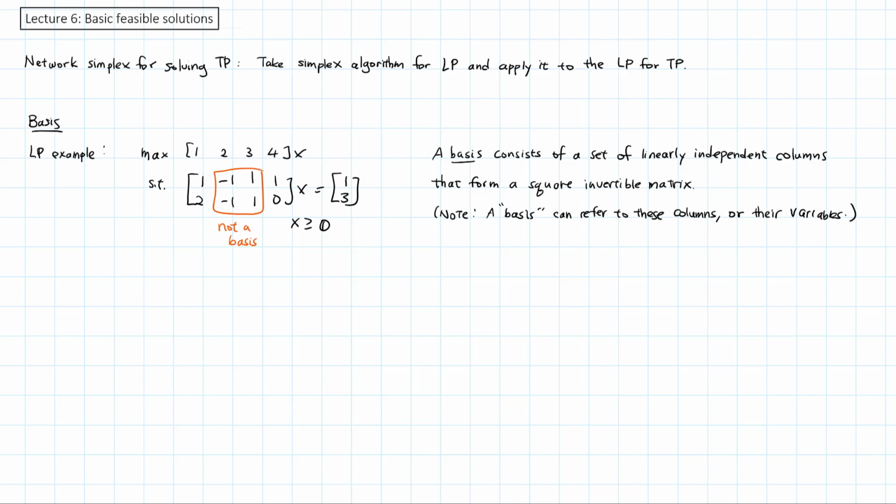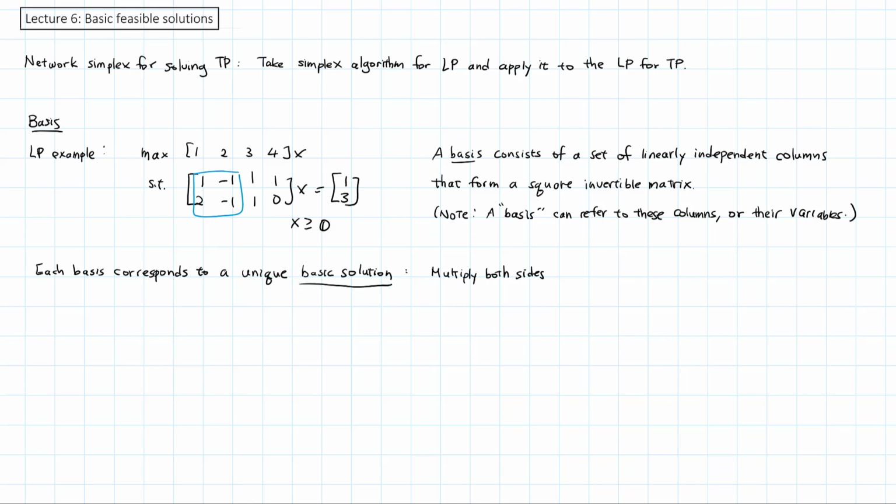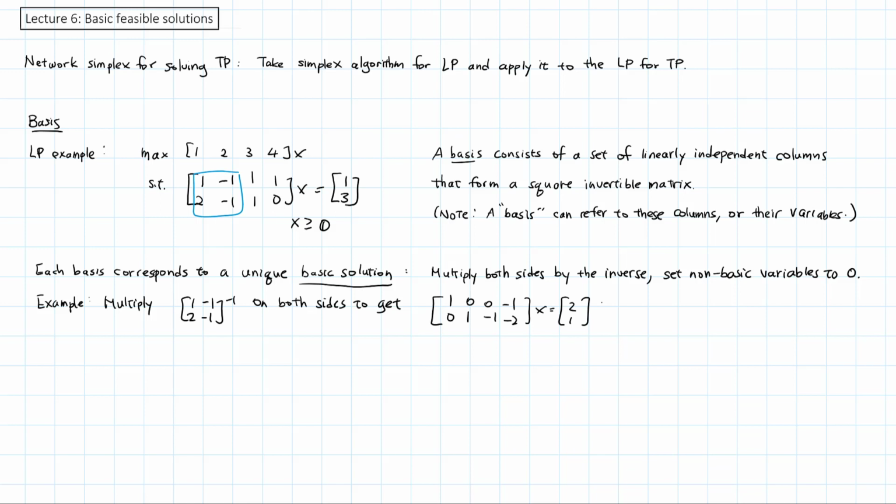The main reason for having a basis is that each basis corresponds to a unique basic solution, which you can obtain by multiplying both sides by the inverse of the matrix and setting the non-basic variables to 0. In this example, I multiply by the inverse on both sides to get this system, and by setting x3, x4 to 0, I can easily get a basic solution, 2, 1, 0, 0. And this correspondence between the basis and the basic solution is good because I only need to know one to get the other. Once I know the basis, I know what the solution is. Once I know the basic solution, I will know what the basis is.